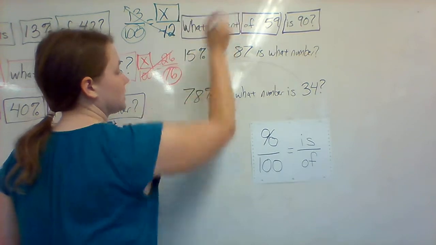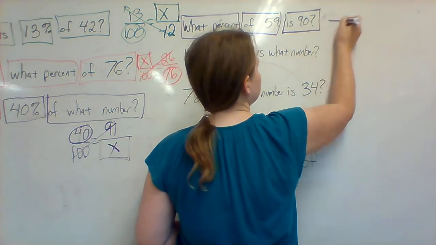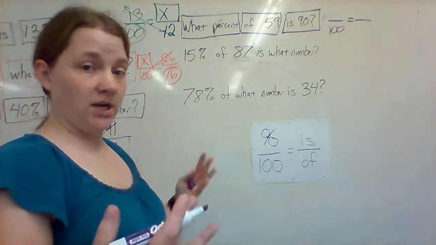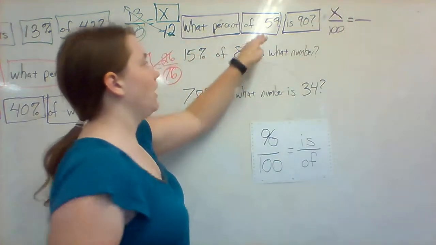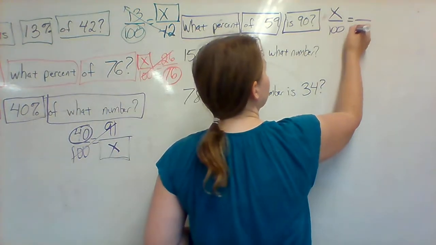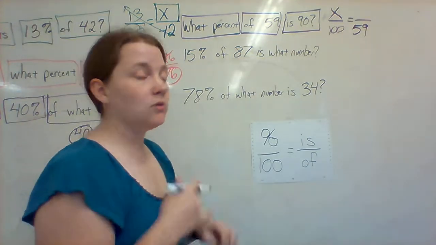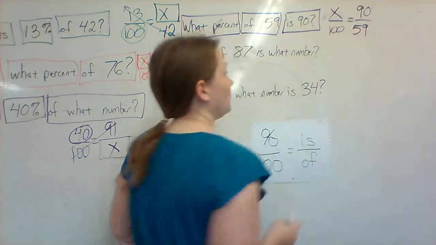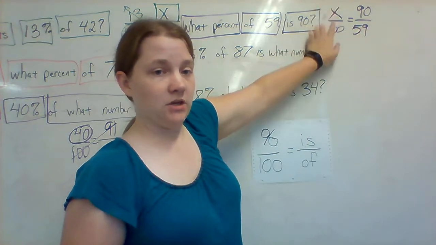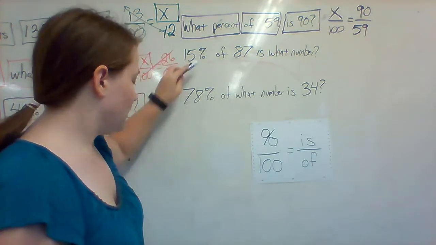Let's put that in a box. And then let's do our percent over 100 equals is over of. So, what goes in that percentage spot? What percent? We don't know, so we're going to put an X. Of 59: of is on the bottom, so we're going to put 59 on the bottom. Is 90. 90 said is. Even though 90 is bigger than 59, we're going to put 90 up top. If I were to guess, because 90 is bigger than 59, x is going to be bigger than 100. And that's okay because we're solving for a proportion. This is a tool that we're using. Let's take a look at the next one.